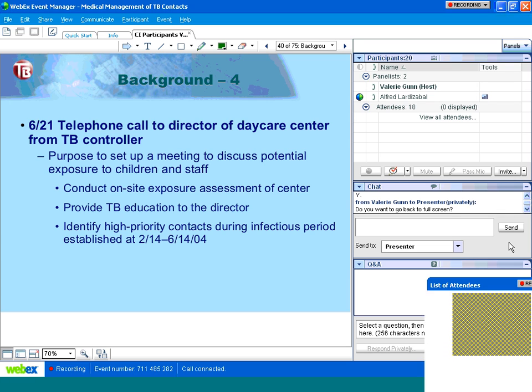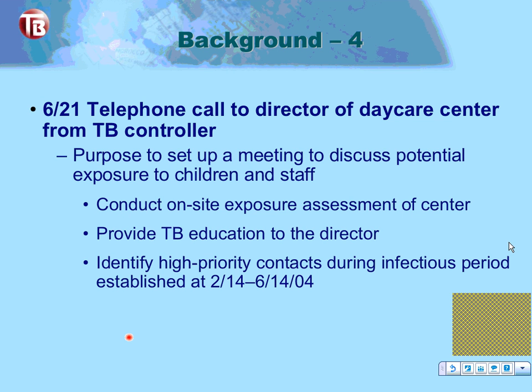The TB control officer then communicates with the director of the daycare center to get more information and to schedule an on-site assessment. The infectious period for this patient was determined to be February 14th of that year to June 14th of that year, when the patient was admitted to the hospital.